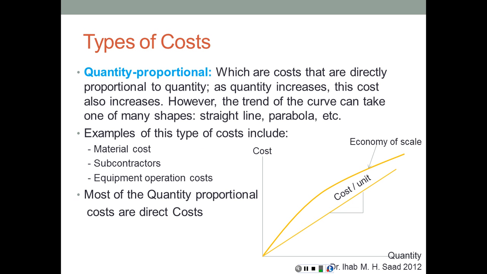Examples of this type of costs include material costs, subcontractors, because again, it depends on the amount of work that the subcontractors are going to do, and equipment operation costs, like fuel, for example, or any consumables for that equipment. Power for powering that equipment is going to be quantity proportional. Most of the quantity proportional costs are direct costs. So if the other two types were indirect, this type is predominantly direct cost.